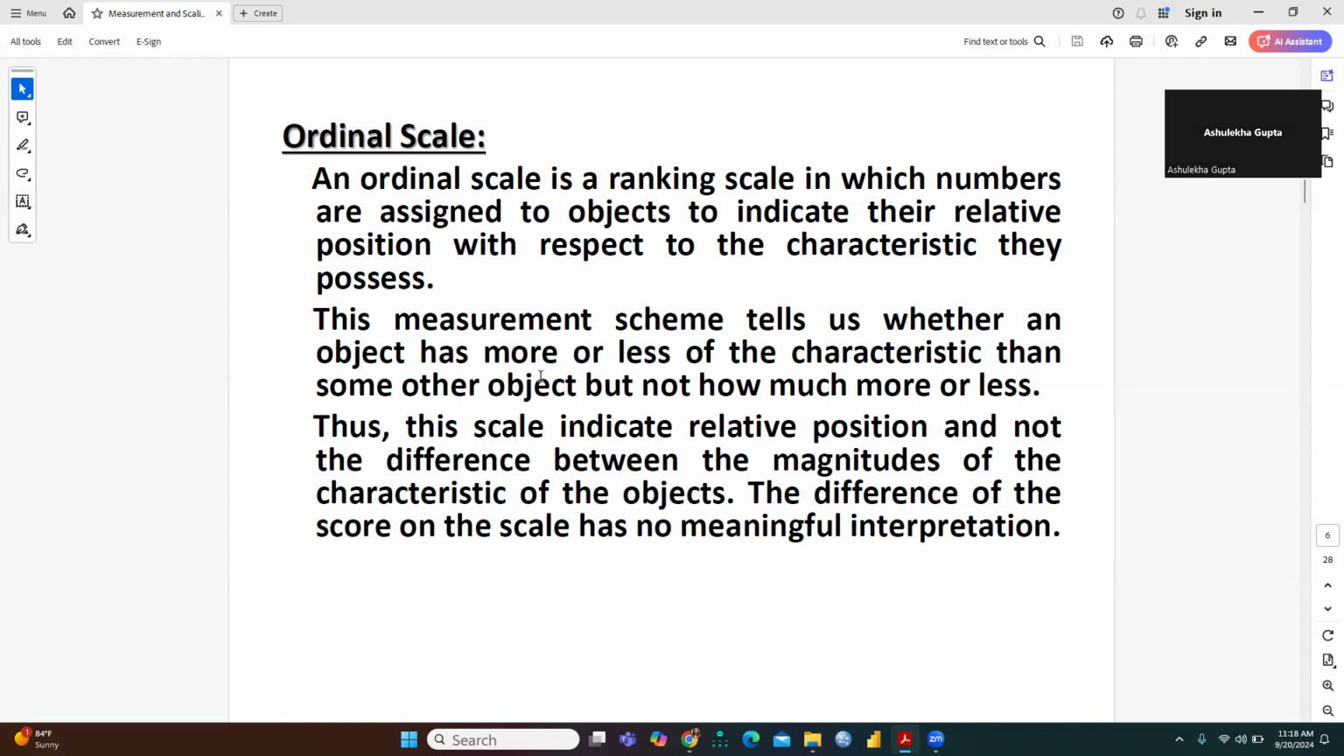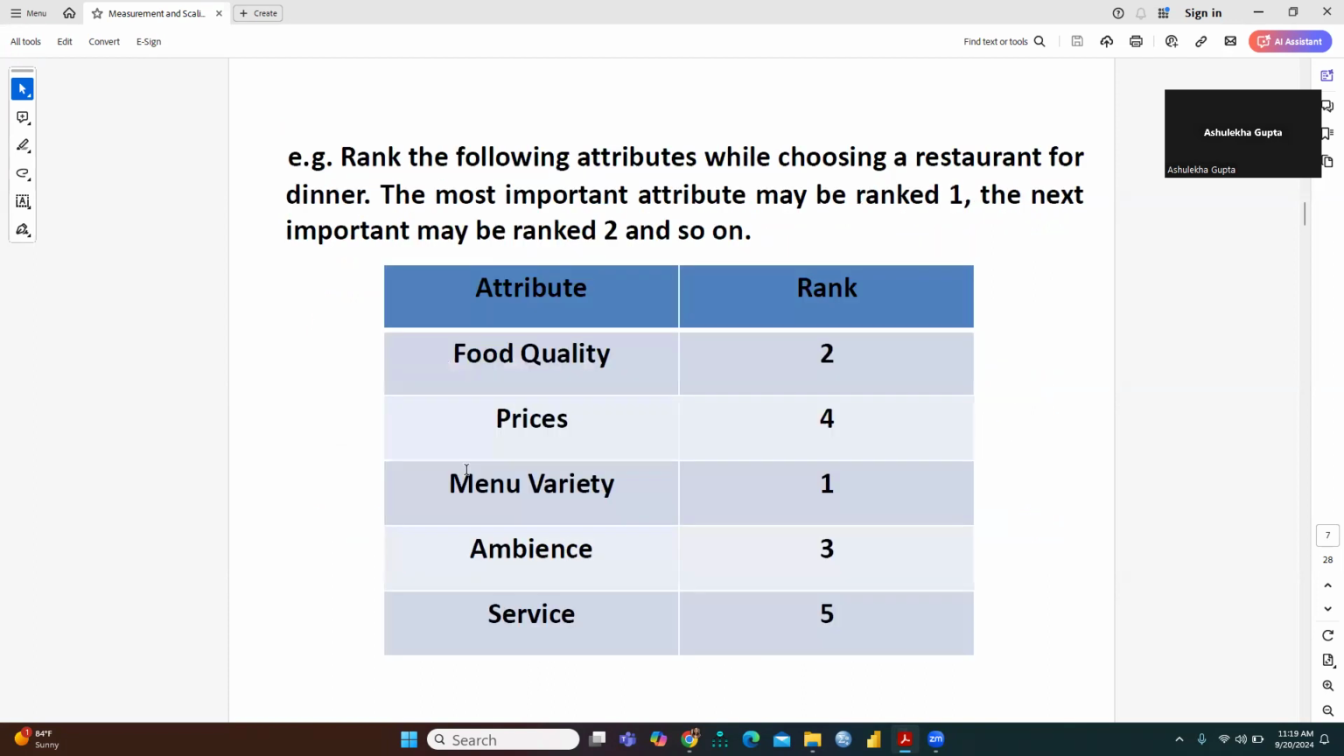An ordinal scale is a ranking scale in which numbers are assigned to objects to indicate their relative positions with respect to the characteristic they possess. This measurement scheme tells us whether an object has more or less of the characteristic than some other object, but not how much more or less. Thus, the scale indicates relative position and not the difference between the magnitude of the characteristic of the objects. The difference of the scores on the scale has no meaningful interpretation. I hope this is clear.